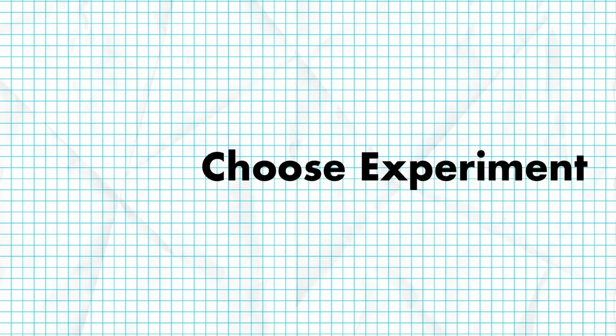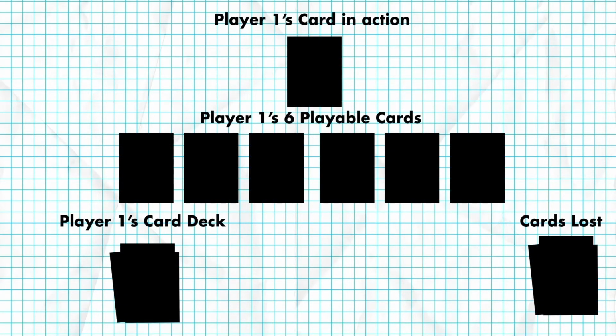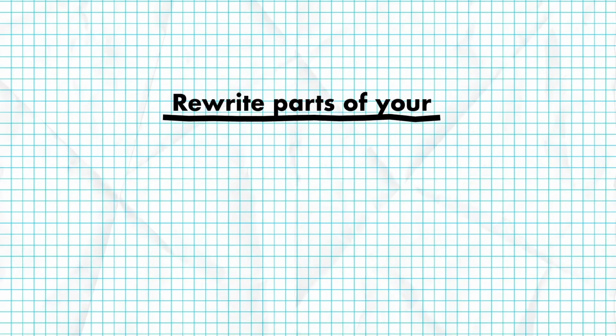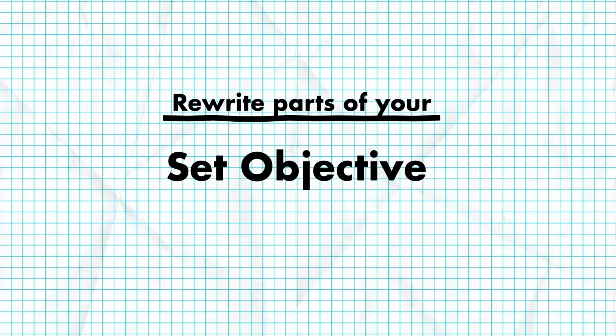After that, you can move on to step 2, which is choose experiment. In this step, you design the layout and the way your idea is played. If you have cards, decide how they should be used and what effect they will have on the gameplay of your concept. Depending what you do here, you might have to go back and rewrite parts of your set objective.